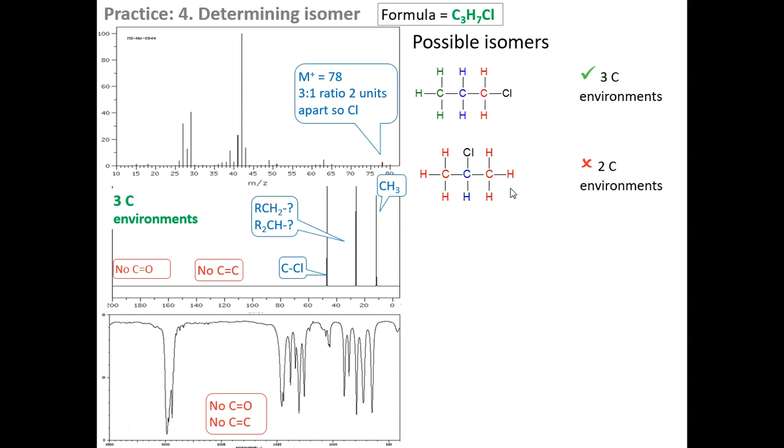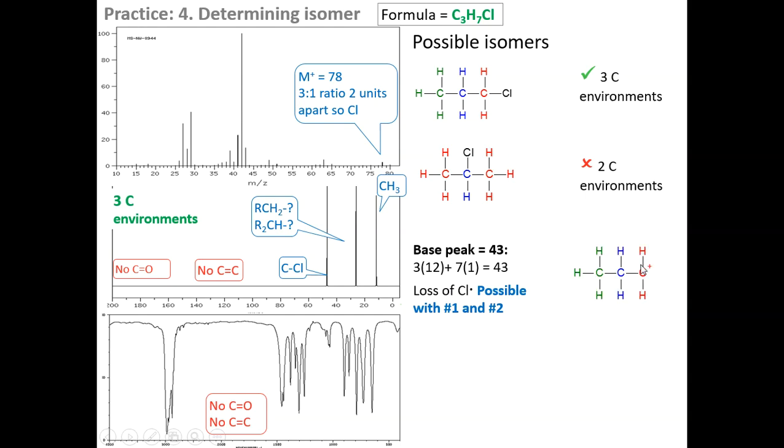So this is pretty easy, but we still need to explain in terms of our mass spec fragments. So let's have a look. Our base peak is 43, which is a loss of a chlorine radical. So we could lose a chlorine radical over there or there and still get the same base peak. So that doesn't really help us. So there's our fragment for number 1 though. And remember, you must always draw your fragments to show your understanding.